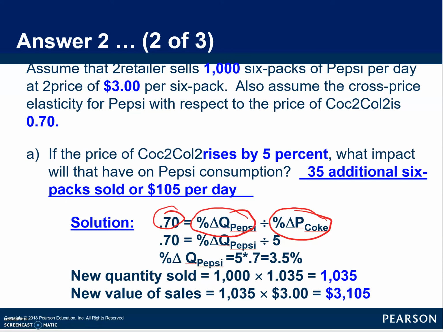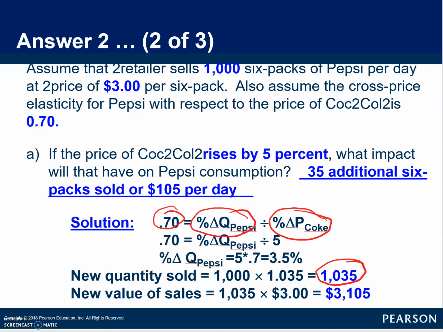We plug those in, and our new quantity sold is going to be the 1,000 times the 1.035. Now, why is it 1? 1 means that's the original quantity, and then it's going to increase by 3.5%. So when we multiply it by 1.035, it's going to give us our new quantity.